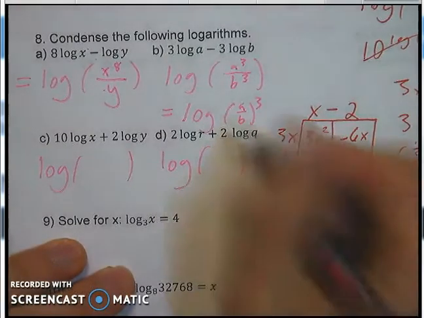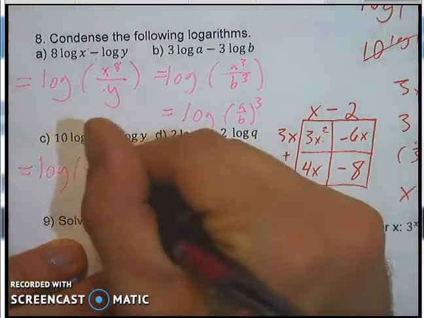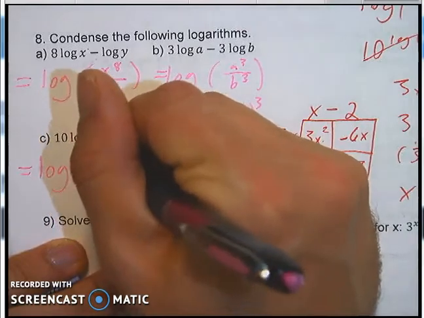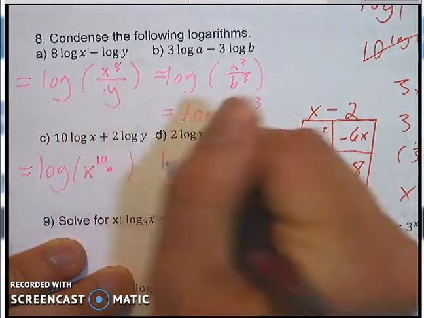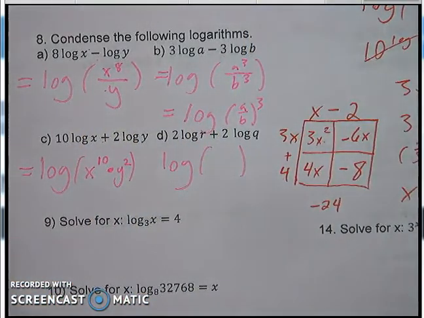On the bottom here, the 10 goes in the exponent of the x, and the plus sign becomes multiplication. The 2 goes in the exponent of the y. That just becomes log of x to the 10th power times y squared.